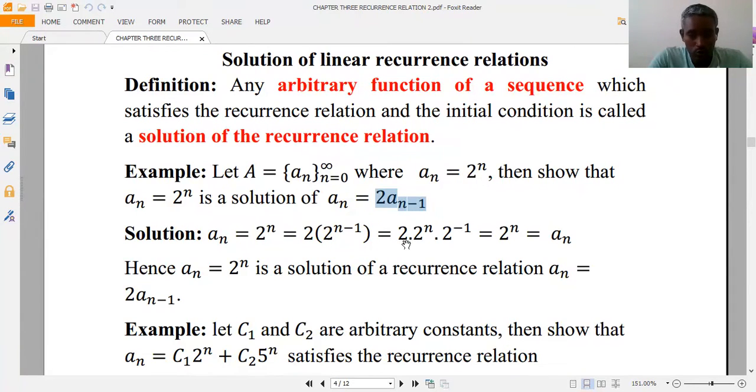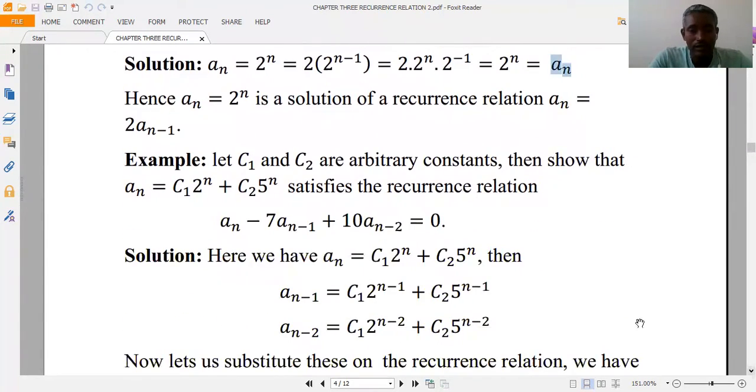So 2 times 2 to the power of n minus 1. When you split this, you'll get this term. So 2 to the power of minus 1 is cancelled by 2, then you will get 2 to the power of n, and this one is an. Hence, an is equal to an, so that 2 to the power of n is a solution of the recurrence relation.